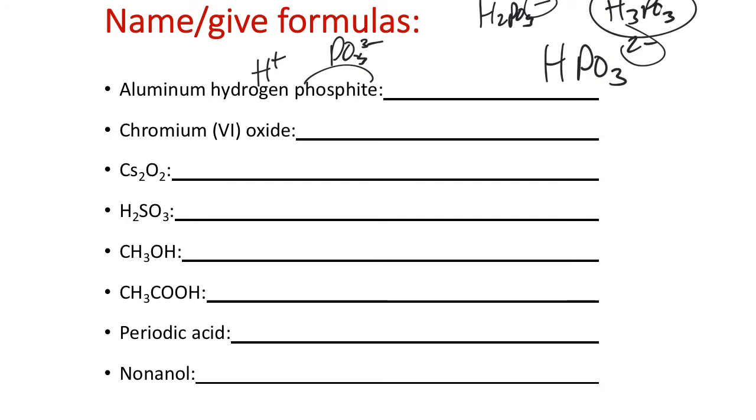So for aluminum hydrogen phosphite, that would be Al 3 plus, HPO3 2 minus, so I'm going to need 3 of the 2 minus, 2 of the 3 plus. So it'd be Al2(HPO3)3.